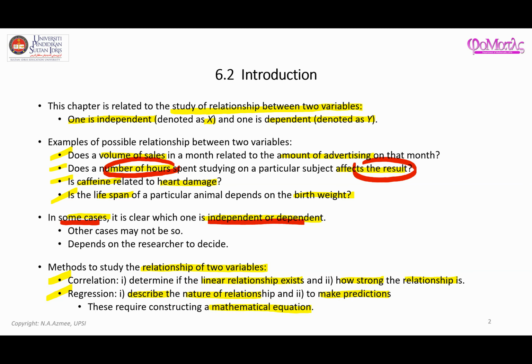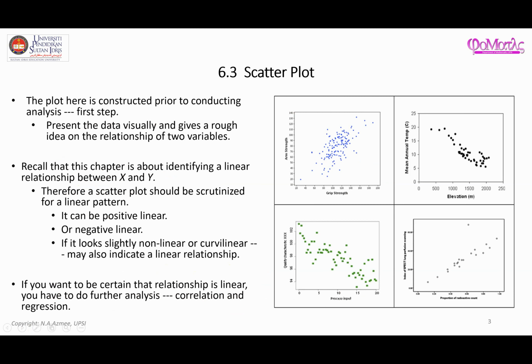So when you talk about describing the relationship, you're talking about building a mathematical equation for that scenario. In this video I'm going to focus on the scatter plot, which is the first step you consider when you want to analyze the data. It gives a visual representation, a rough idea of the relationship between two variables. This chapter is all about identifying whether a linear relationship exists between x and y.